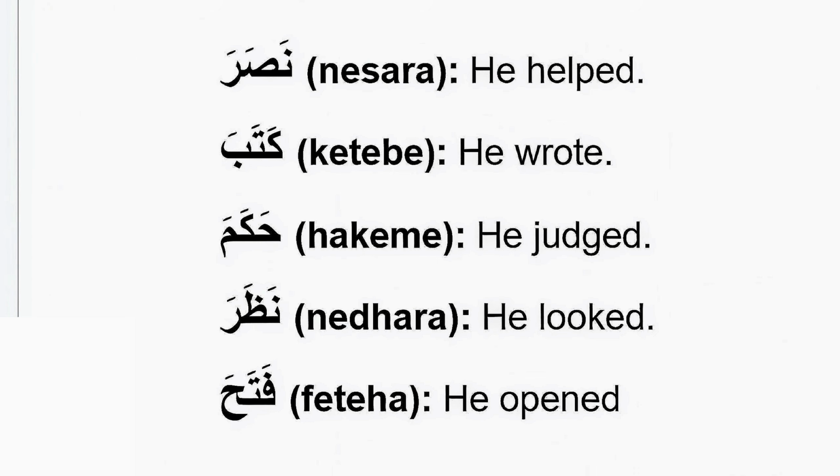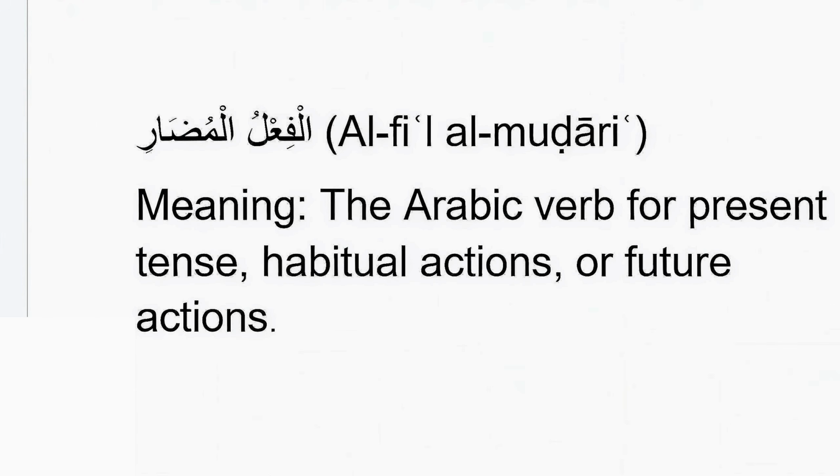Let's repeat some words once more. Nasara means he helped, kataba means he wrote, hakama means he judged, fataha means he opened. This was the first form in the Mukhtalifa section of the book al-Emsile. Our second form is in this book, al-Fi'l al-Mudari'. Al-Fi'l al-Mudari' is the Arabic verb form that can express present tense, general statement or habit, or future tense.